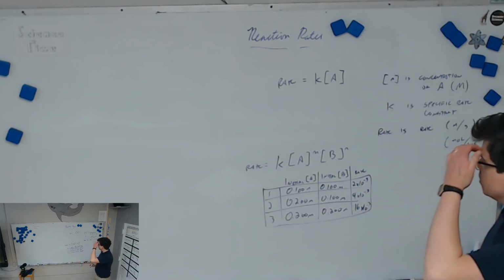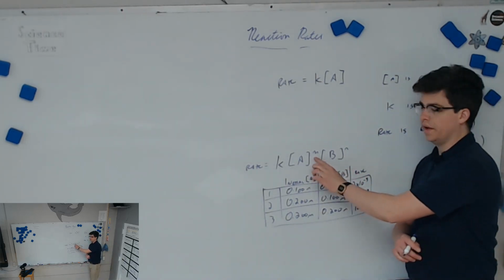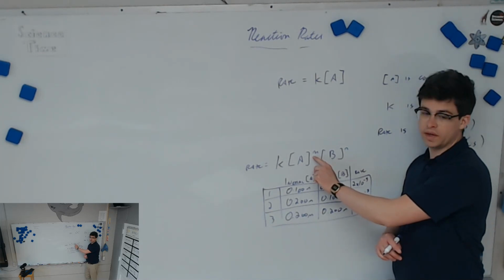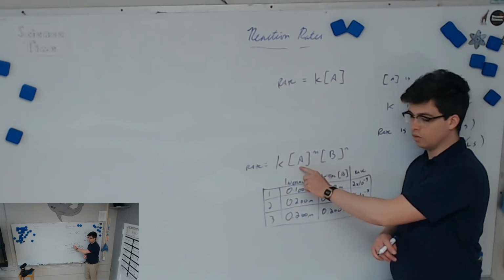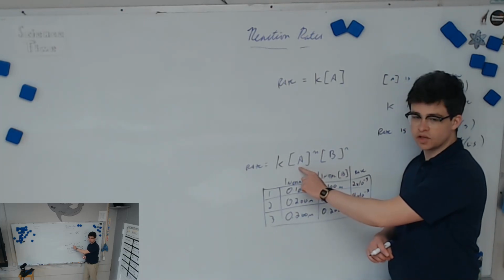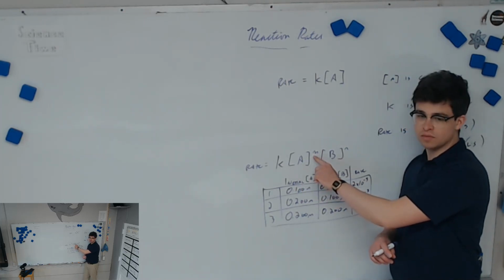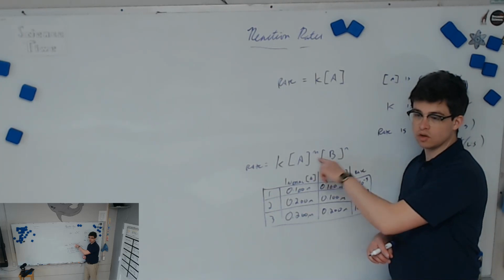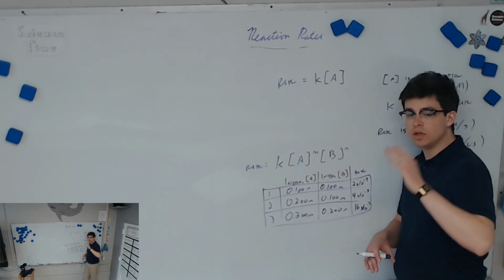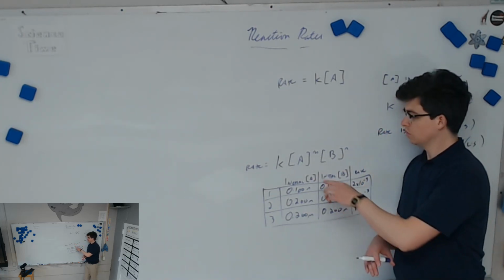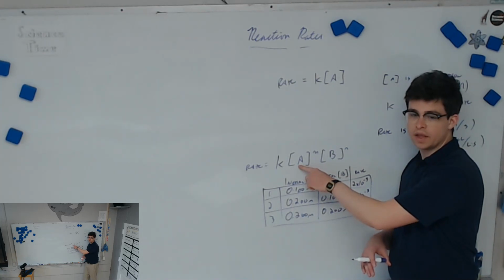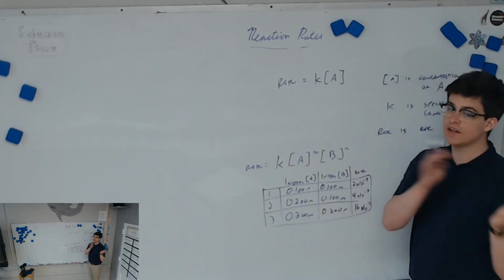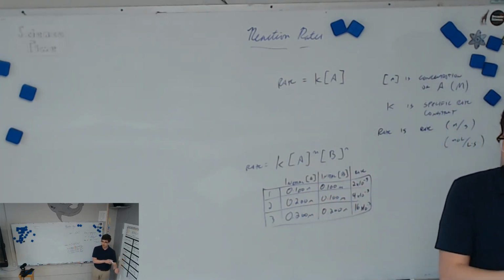And so all you have to do, m is what we call the order of reactant A. So all this means is that as the concentration of A changes, how does the rate change? And that determines what we put in here. So for instance, if when we double the concentration of A, how fast the reaction goes doubles too, then it's first order.